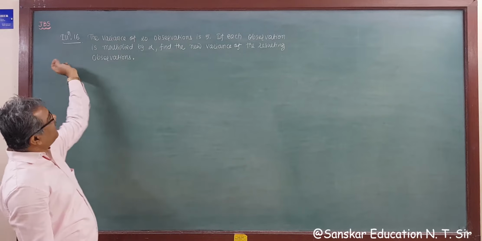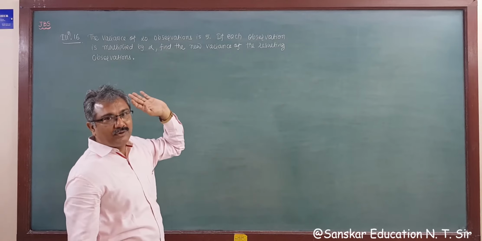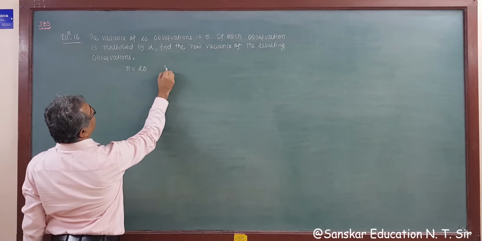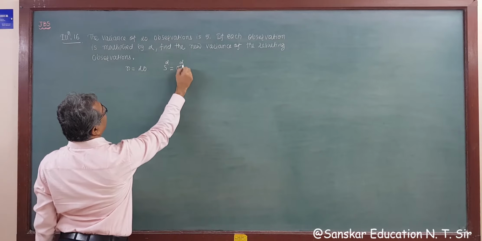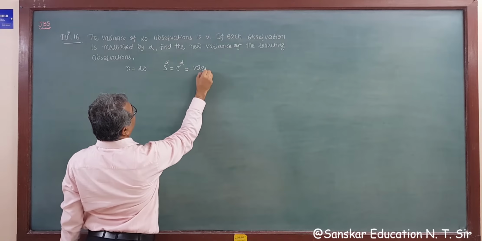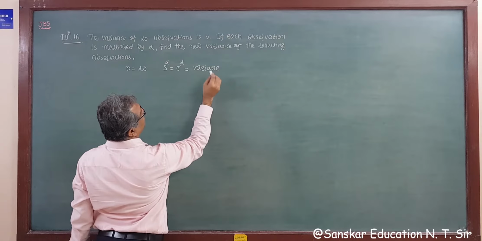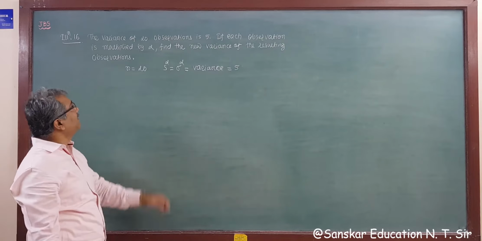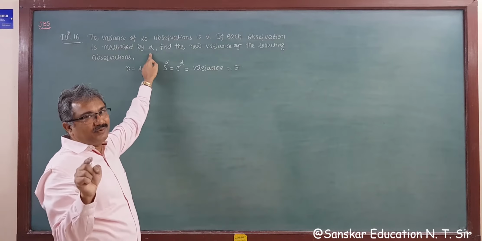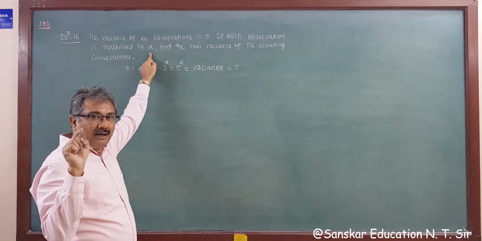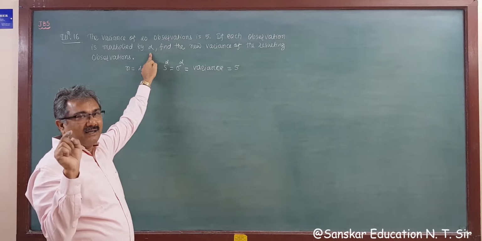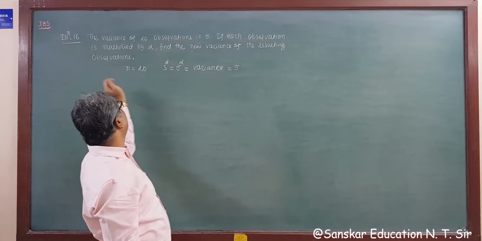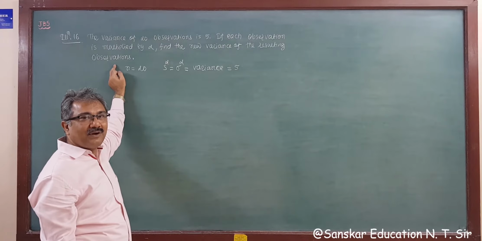The variance of 20 observations is 5. So n is equal to 20, and variance, that is s square or sigma square, is equal to 5. Each of the 20 observations is multiplied by 2, that is k is equal to 2. Then we have to find the new variance of the resulting observations.